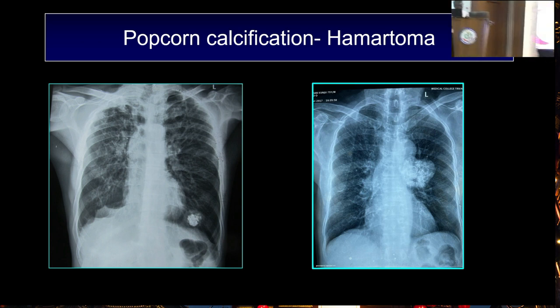Thank you, Dr. Jayaprakash. Very interesting collection of X-rays. Any comments or questions to Dr. Jayaprakash?